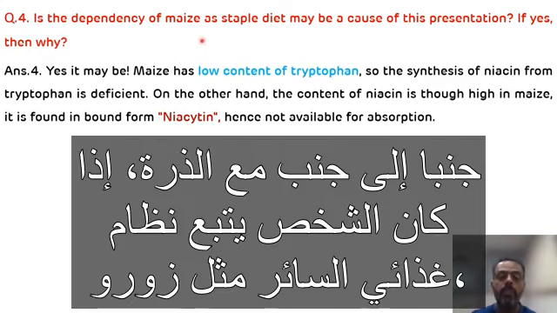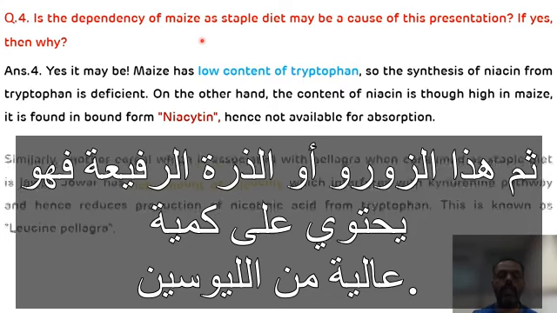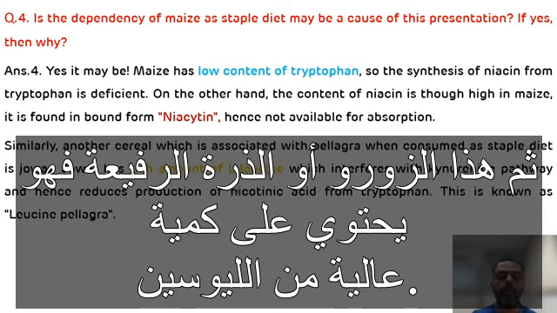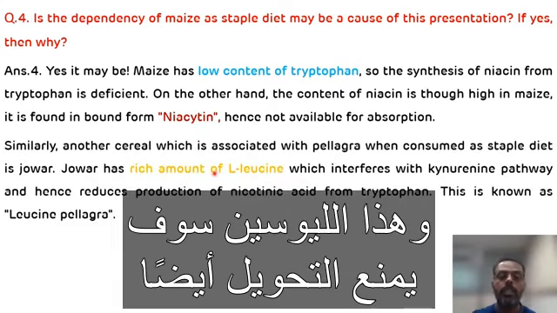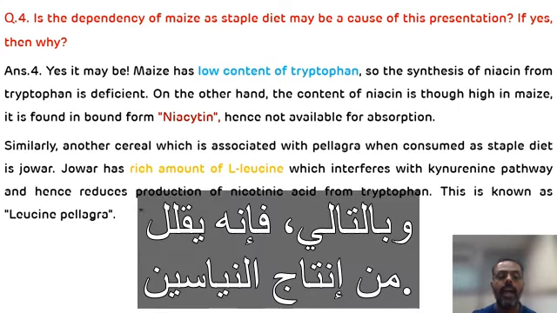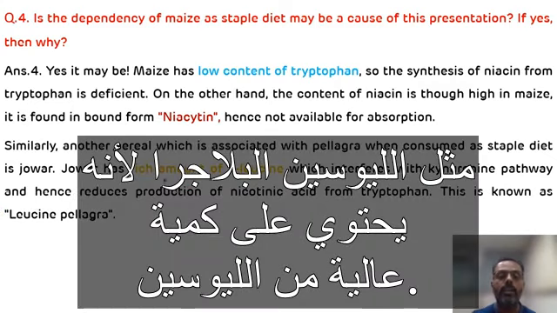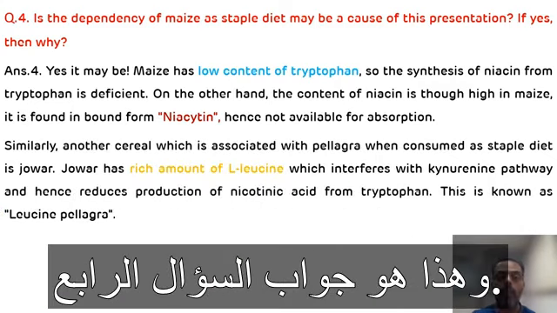Along with maize, if the person has a staple diet of jowar or sorghum, then jowar or sorghum contains a high amount of leucine, and this leucine will also inhibit the conversion of tryptophan to niacin via the kynurenine pathway. Hence it reduces the production of niacin. Pellagra which occurs due to the consumption of jowar is known as leucine pellagra because it contains a high amount of leucine. That is the answer to this fourth question.